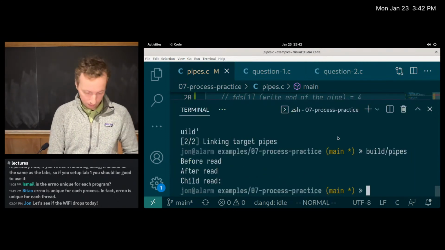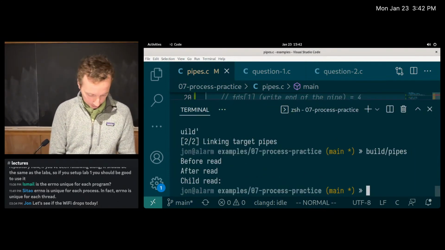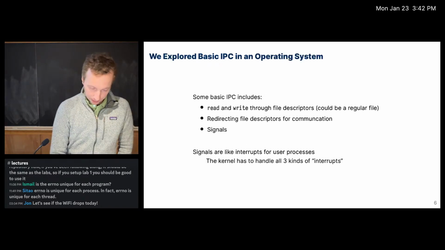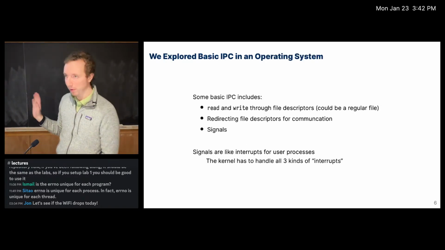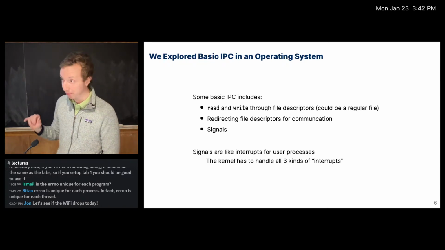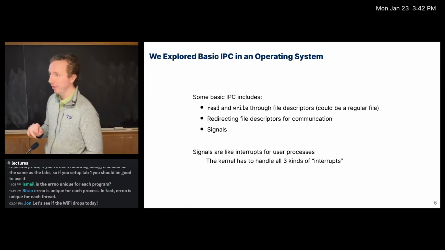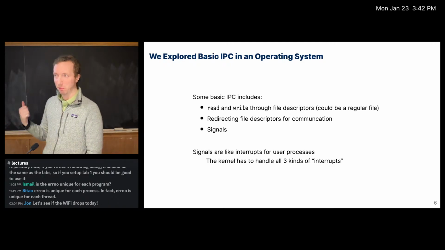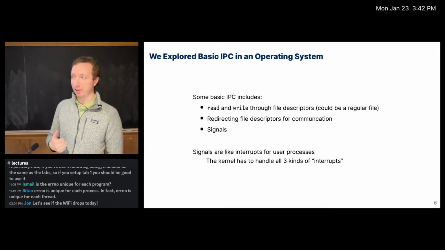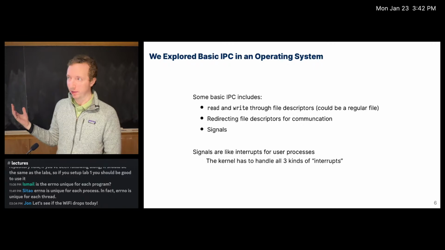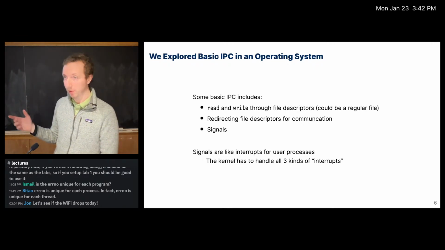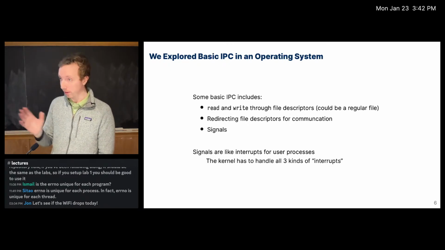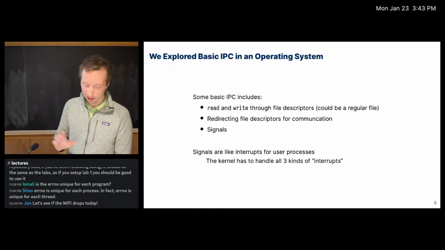Okay, so let's go back. So that's some basic IPC. We'll see more of it as the course goes on, but those are really basic ones, and most of the mechanisms will still be the same read and write thing. It's just how you get that file descriptor essentially that changes. So we saw you could redirect some file descriptors for communication, as we saw before with the open stuff, and then saw some signals.